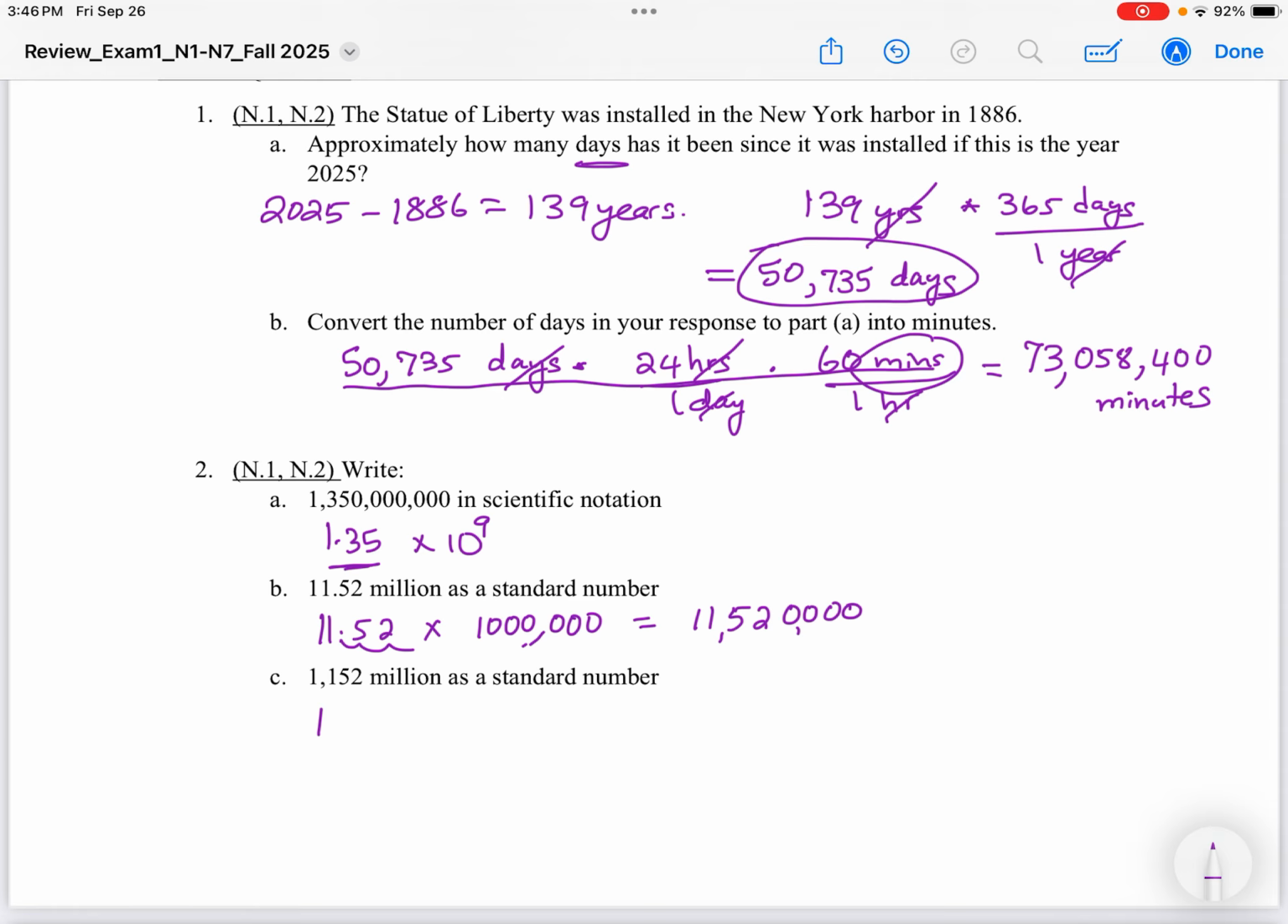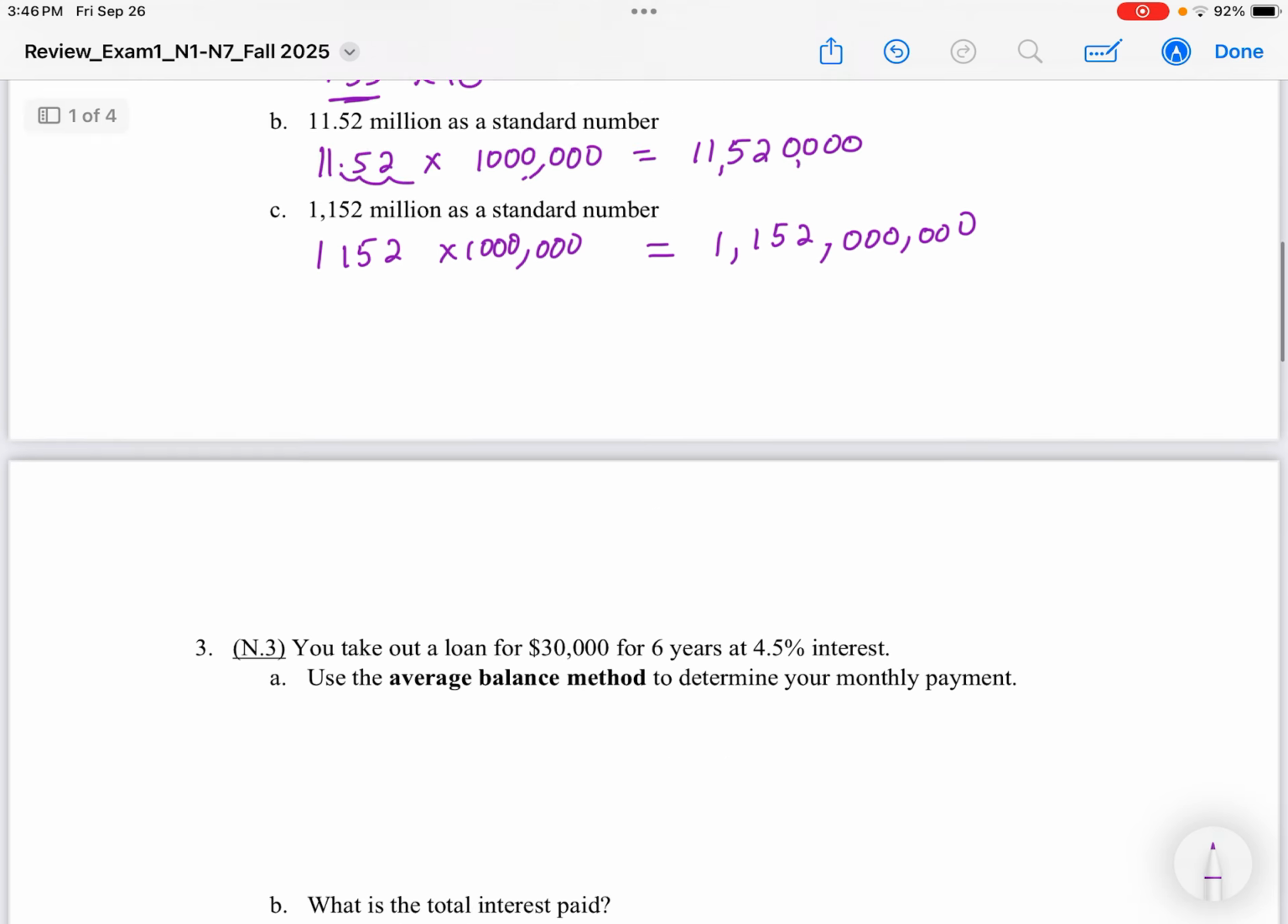This is 1,152 million. So you're multiplying that by a million. So as a standard number, that would be 1,152 followed by 6 zeros. So that would be 1,152,000,000.